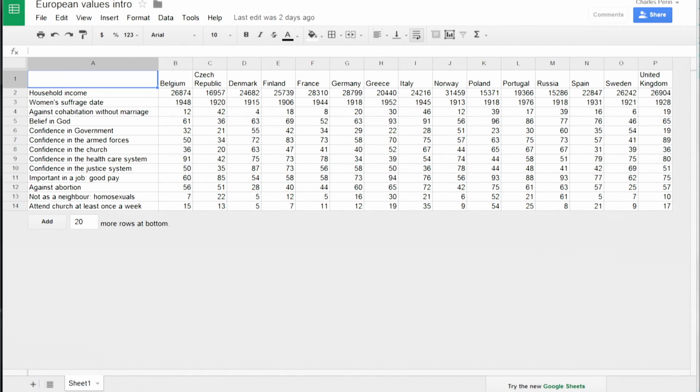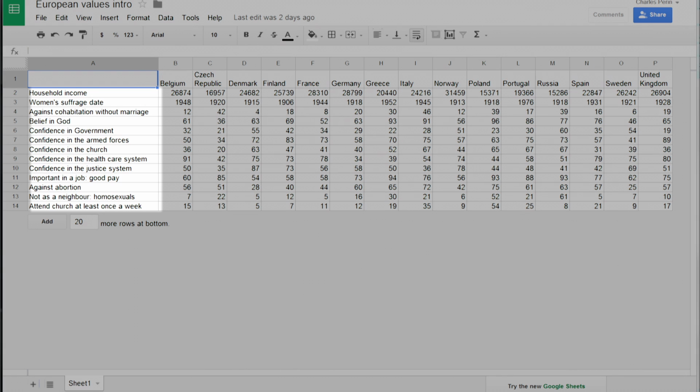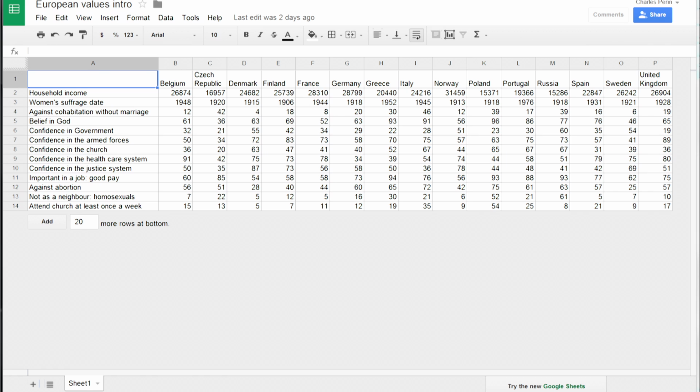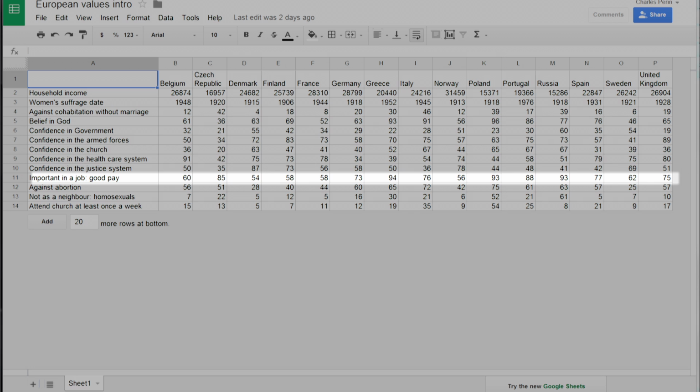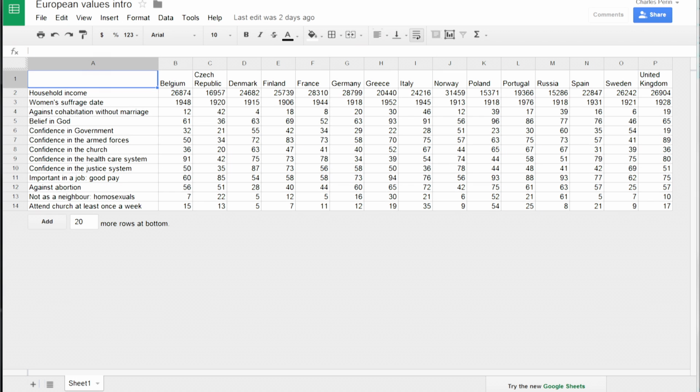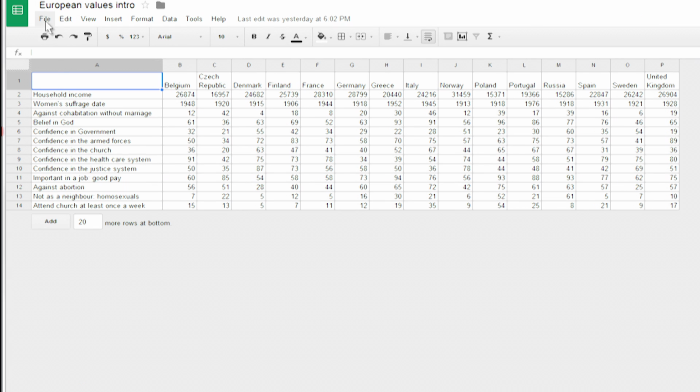She compiles a Google spreadsheet where each column is a country and each row contains information about this country. She took most of her data from a survey on European values, for example, the percentage of people who believe in God or who find that a good pay is important for a job. It is impossible for her to see any pattern. So she decides to Bertify it.